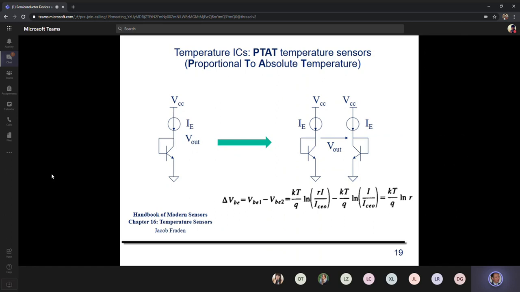Okay, so this differential structure is much more convenient because in the final result you have kT over q, that is just proportional to T as expected, times the logarithm of R. R is the number of transistors of the type Q2 that are in parallel to each other. So in the example, R is 8. The larger R is, the larger is the signal that we can measure.